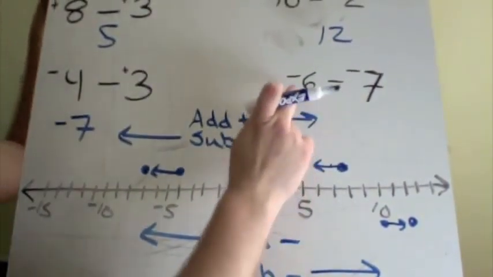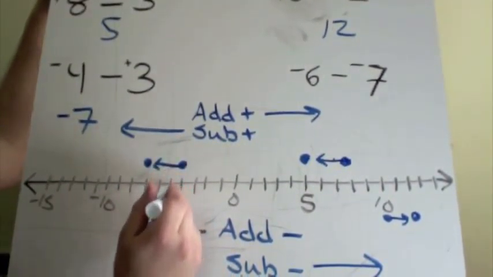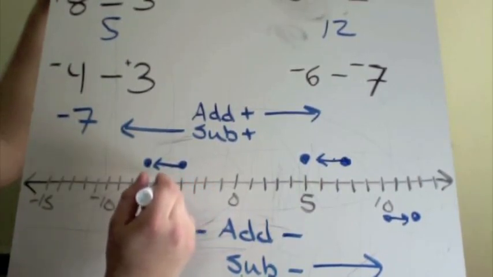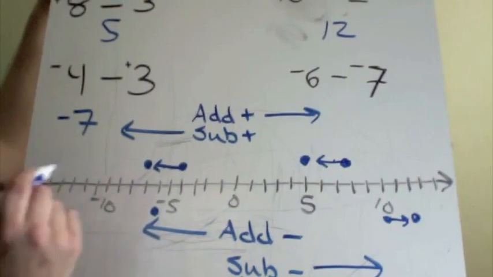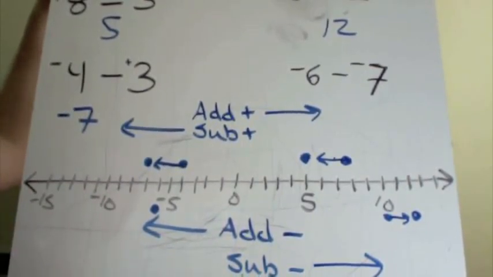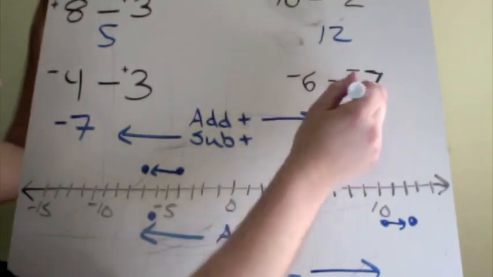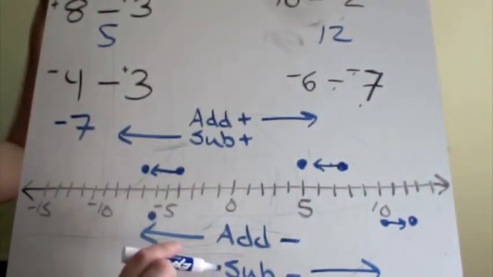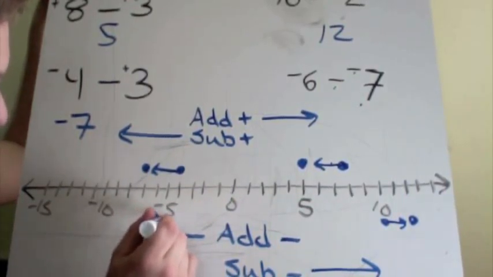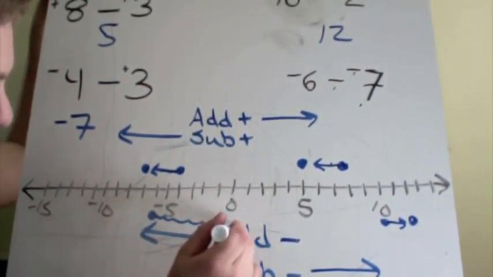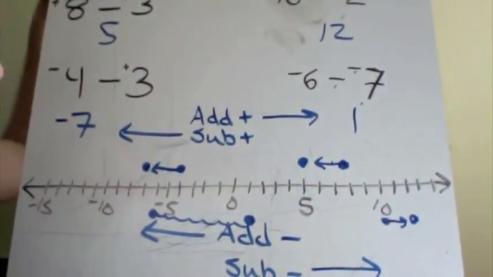Okay, so now the next one says I'm starting off at negative 6. So 1, 2, 3, 4, 5, and 6 right there. Sorry, a little hard to see where I'm at. So we're starting off at negative 6. We're going to subtract a negative 7. We're subtracting a negative, so which way do we go? That way. So we go 1, 2, 3, 4, 5, 6, 7. And we end up at positive 1.